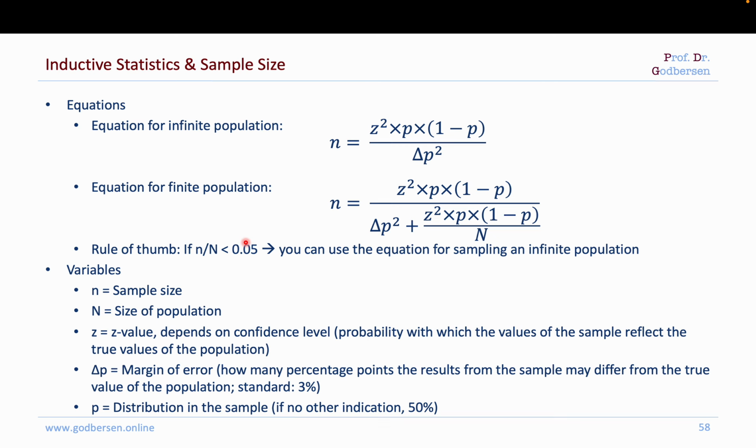The reason for this is that these two equations are identical with one exception. In the equation for finite populations, you have a correction factor in the denominator. In this correction factor, in its denominator, you have the size of the population. And if the population gets very, very large, then this correction factor, as the population size is in its denominator, gets very small and has virtually no impact on the overall term.